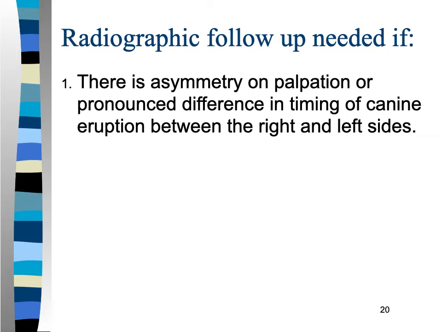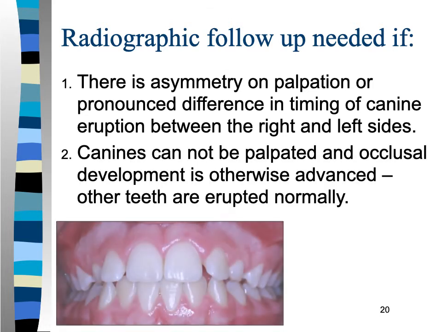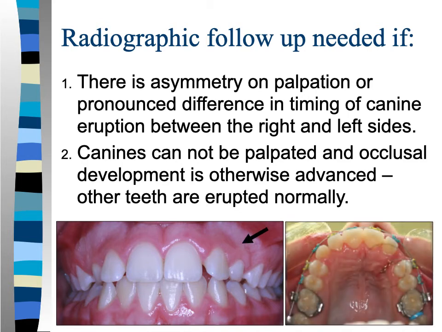Now, if there's asymmetry of palpation and a difference in eruption of the canines between the right and left side, then you need to take a radiograph. You can't palpate the canine, and the occlusal development is otherwise advanced, other teeth are erupted normally. So you can't palpate the canine, and maybe the 7 has erupted, which is supposed to erupt after the upper canine.